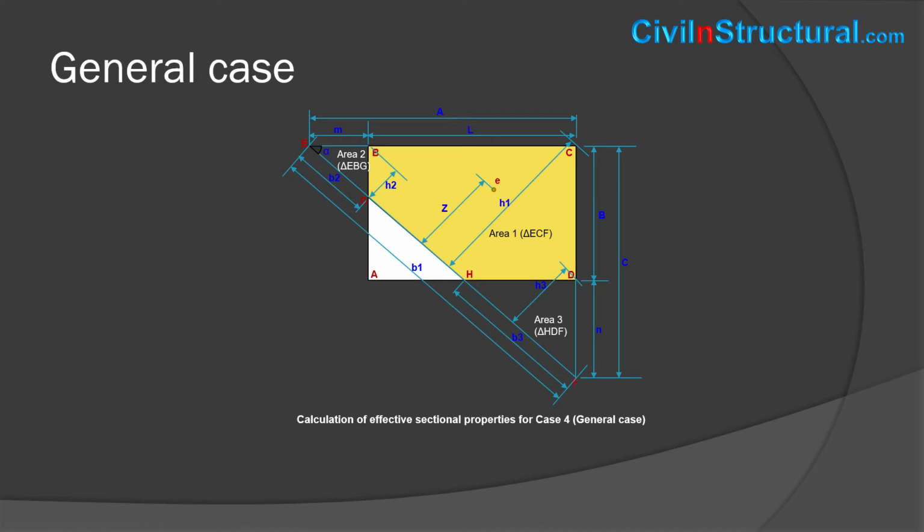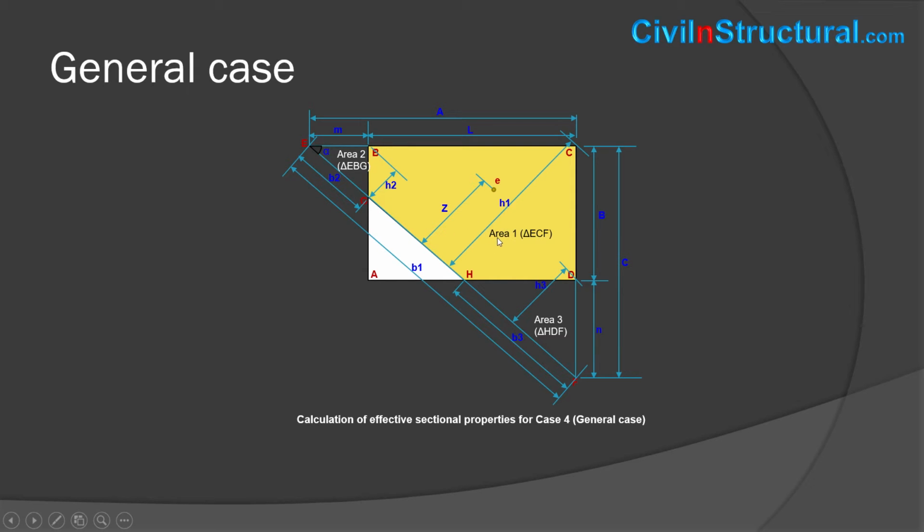Effective area can be found out by deducting the area of these two small triangles from this big triangle, that is area of ECF minus area of EBC and minus area of EDH. And similarly we can find out the moment of inertia of this yellow portion also.